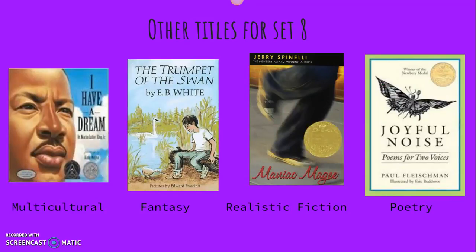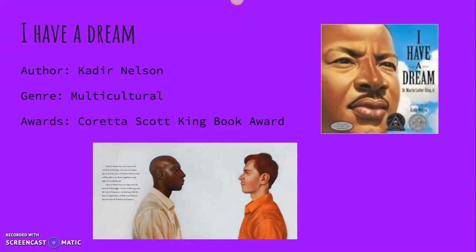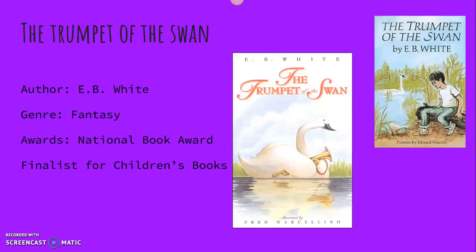The other 4 books I chose to critique for this 8th set of book critiques include I Have a Dream, The Trumpet of the Swan, Maniac Magee, and Joyful Noise. I Have a Dream is a multicultural book by Kadir Nelson that won the Coretta Scott King Award. This would obviously be a really fabulous book to teach all about the impact that Martin Luther King Jr. made in history. He was such a crucial character for his time, and it is very important that students are aware of what he did, especially with his I Have a Dream speech.